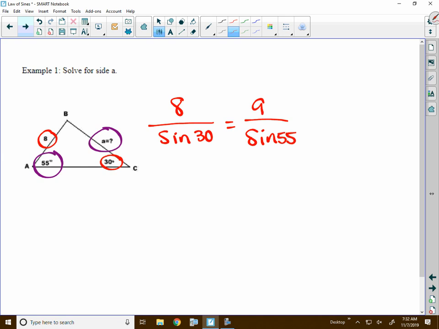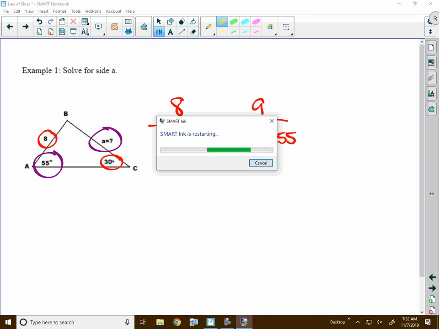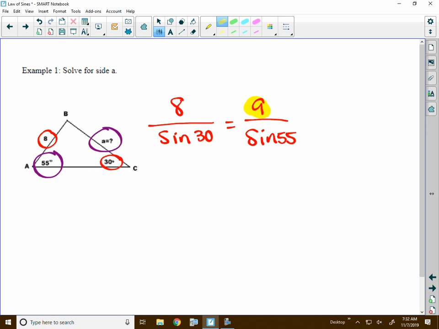And like I said on the last slide, we have one variable left. So right here, that's our variable, A. We have to solve for it, okay? Do you guys remember cross multiplying? Yeah? Okay, all you have to do is cross multiply. So 8 times sine 55 equals A times the sine of 30. So I cross multiply.